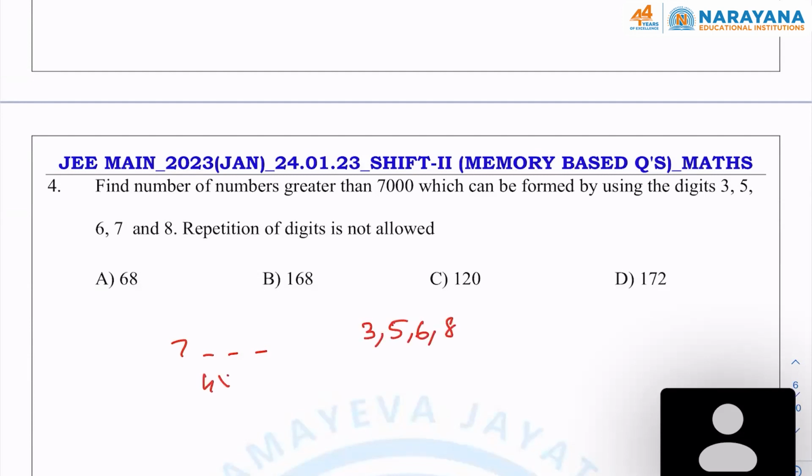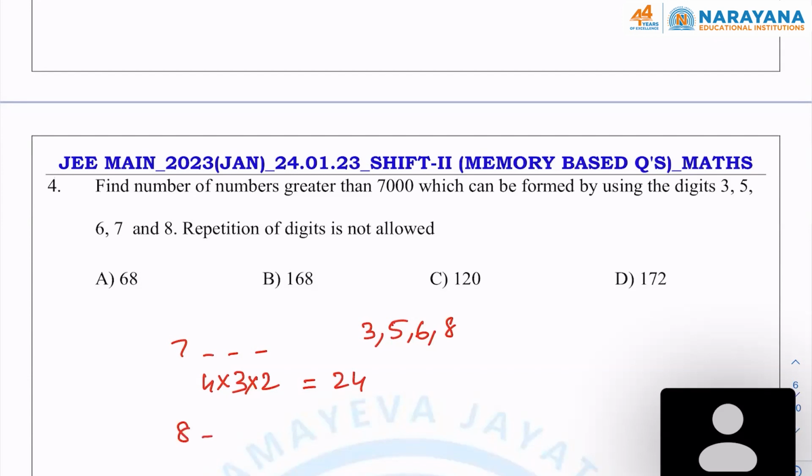So here we have 4 chances. Next digit can be filled with the remaining 3 numbers because here repetition is not allowed. Once we are using 5, in the next digit we can't use 5. 4, 3 into 2. The last digit can be filled in 2 ways. So here how many numbers are we getting? 24. Next, I will find all the 4-digit numbers which are starting with 8.